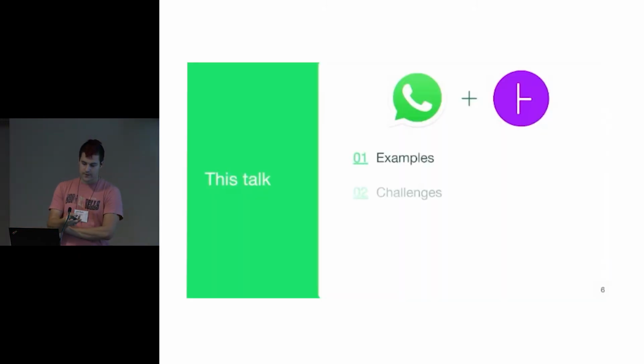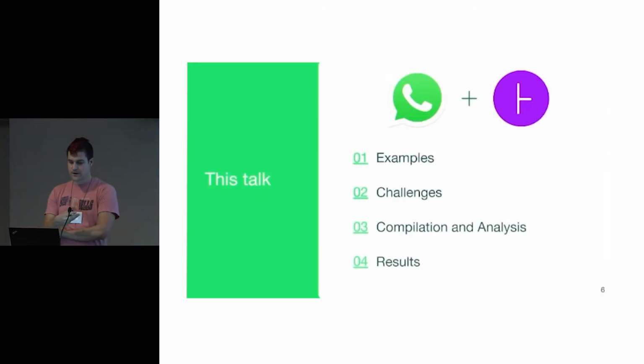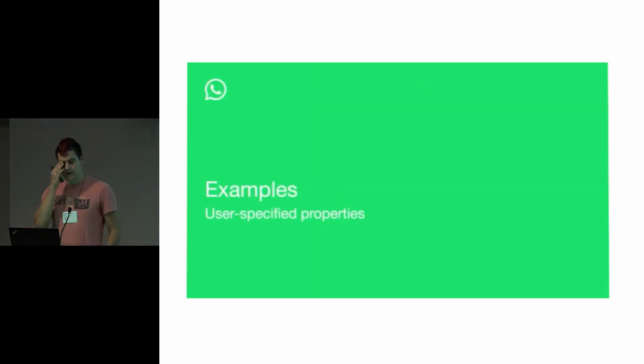And in this talk, I'm going to present how we extended Infer to support Erlang, and how we applied it to the static analysis of the WhatsApp server. I'm going to start with a few examples to show what the tool can do. Then I'm going to mention some challenges with analyzing Erlang code with Infer. Then I'm going to dive a little bit into the compilation and analysis details. And finally, I'm going to present some results about applying it to the WhatsApp server. So let's start with a few examples. To be more specific, some user-specified properties.